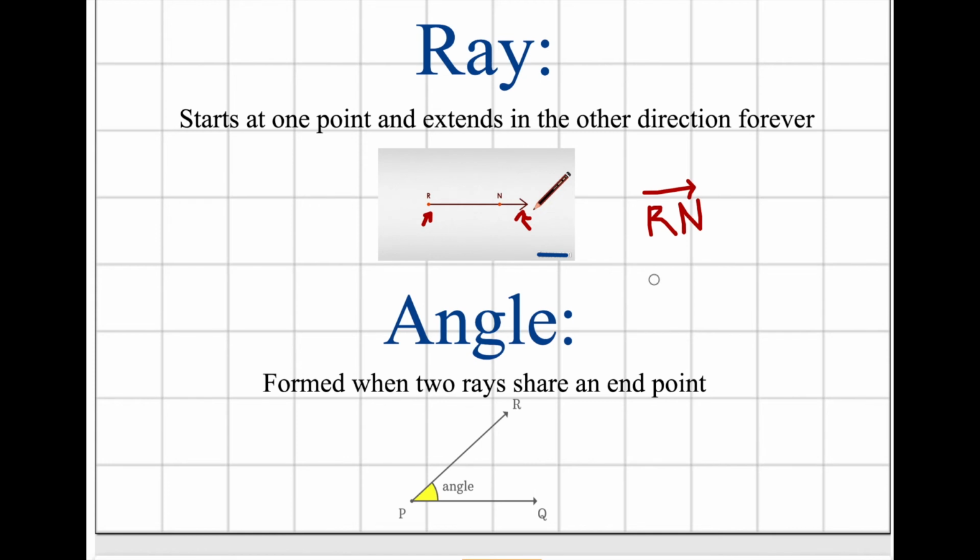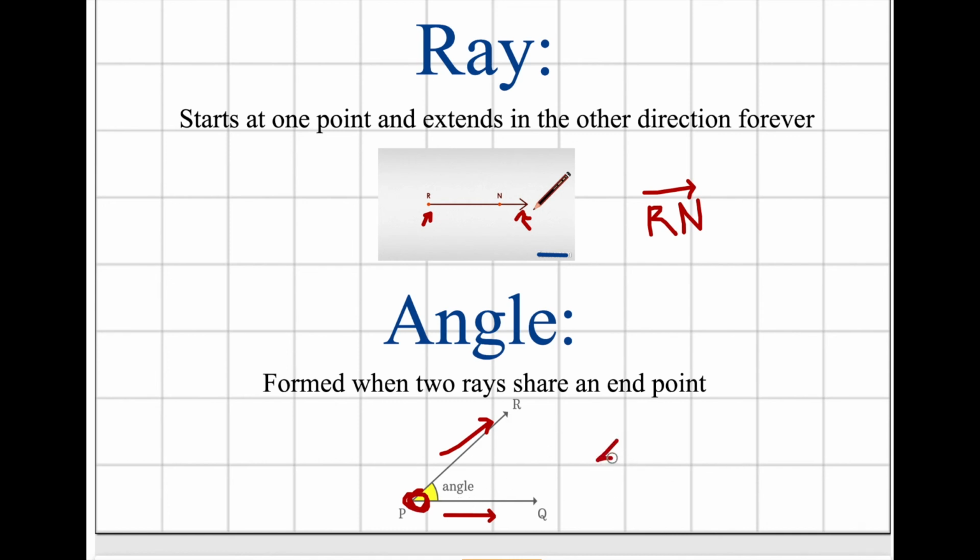Now an angle is formed when two rays share an endpoint. So over here you can see that P is the shared point, and here's one ray, and here's the second ray. So this would actually be ray PR, and this would be ray PQ. And put together, they become angle RPQ.